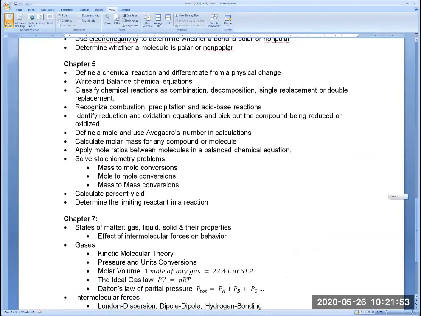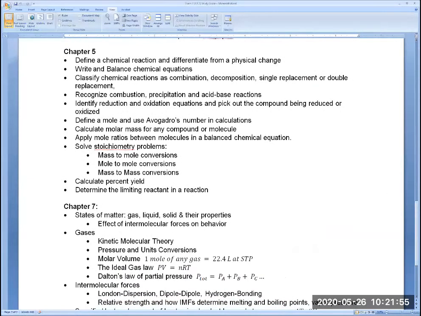Okay. So chapter 5, that's really a big chunk here. That's where you learn to write chemical equations, write them and then balance them. Balancing is necessary because it satisfies the law of conservation of mass, which means that by balancing, you will have the same mass on the left side of the arrow as on the right side of the arrow. The arrow symbolizes a chemical reaction or chemical change.